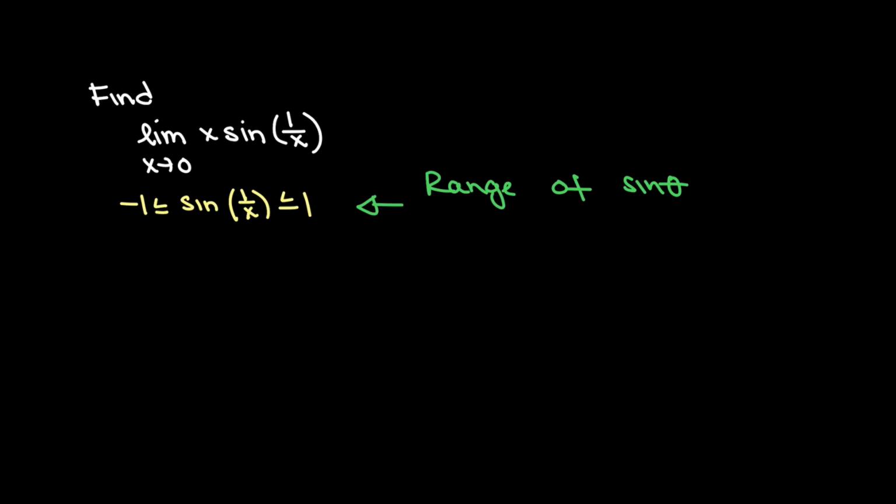So first of all, I know that sine of any angle has to be between -1 and 1. That's just the range of our sine function. If you think about the unit circle, sine is your y-coordinate on the unit circle. It has to be bigger than or equal to -1, smaller than or equal to +1. So I naturally have some bounds for sine of 1 over x.